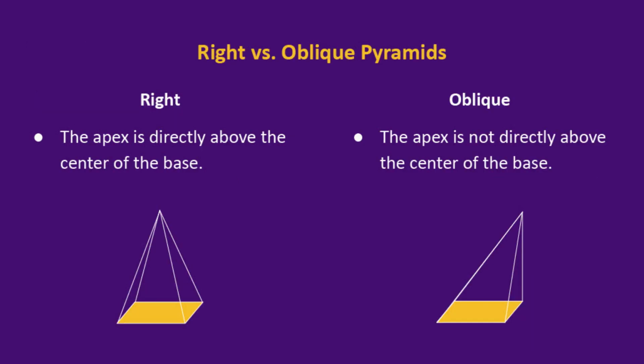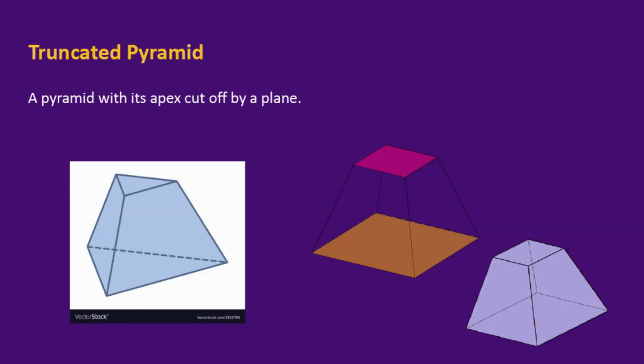As with prisms, a pyramid can be right or oblique. A right pyramid is when the apex is directly above the center of the base. Otherwise, if the apex is not directly above the center of the base, the pyramid is oblique. A truncated pyramid is a pyramid with its apex cut off by a plane.